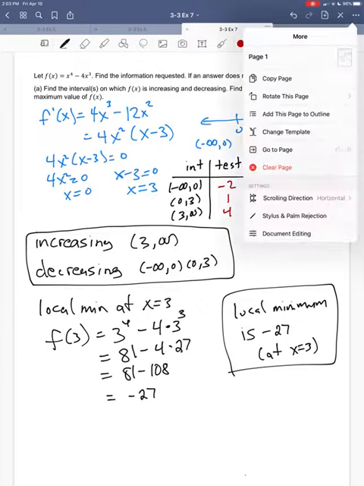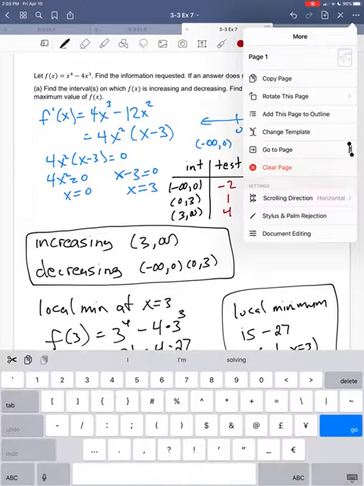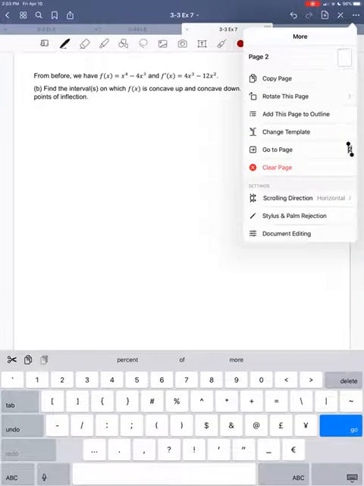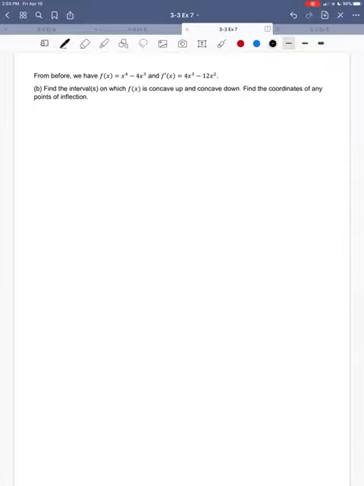Okay, let's look at the next part of the problem. So now we want to find where this function is concave up and concave down. I found the derivative already in the last step, so now I just need to find the second derivative. So to do that, I'm going to take the derivative of this first derivative.